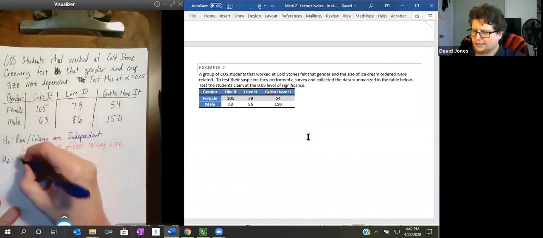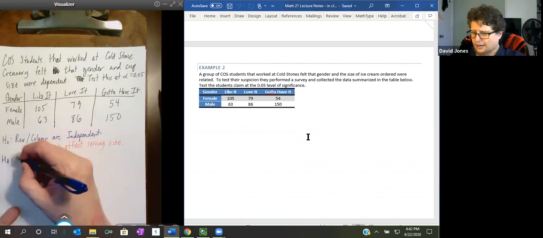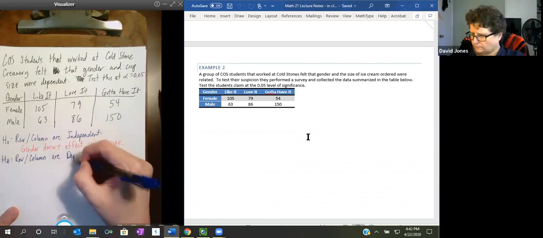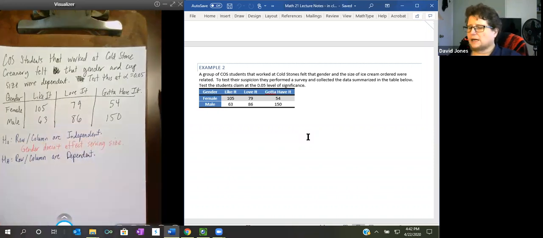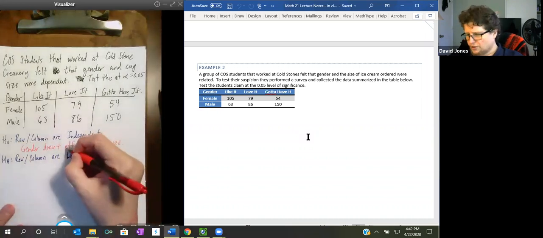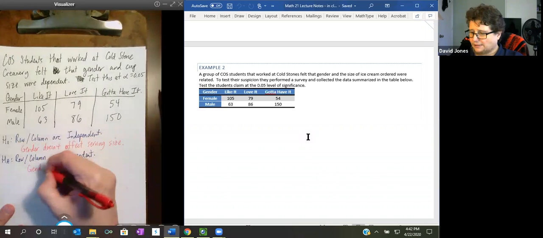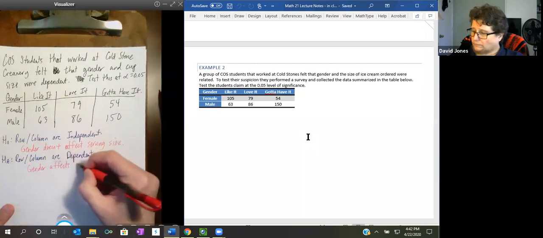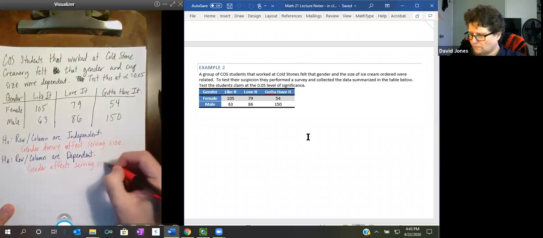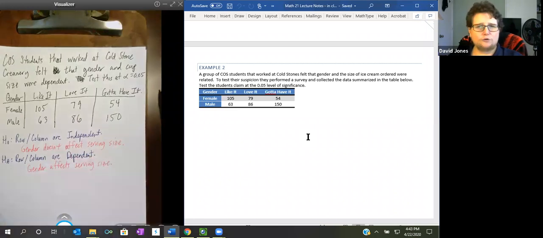HA for the chi-square test for independence is always they are dependent. And that means gender affects serving size. And you could look at it the other way. If you only saw what people ordered, knowing that men like more large cups and women like small ones, you could argue that if you didn't see the next customer, but they ordered a gotta have it, in all probability, it's a guy, not a girl.